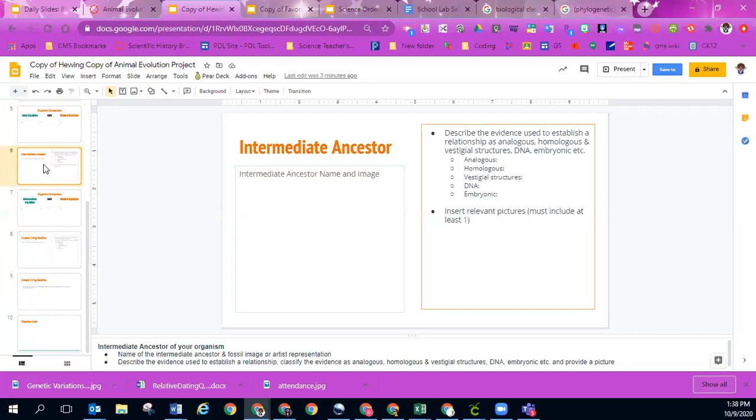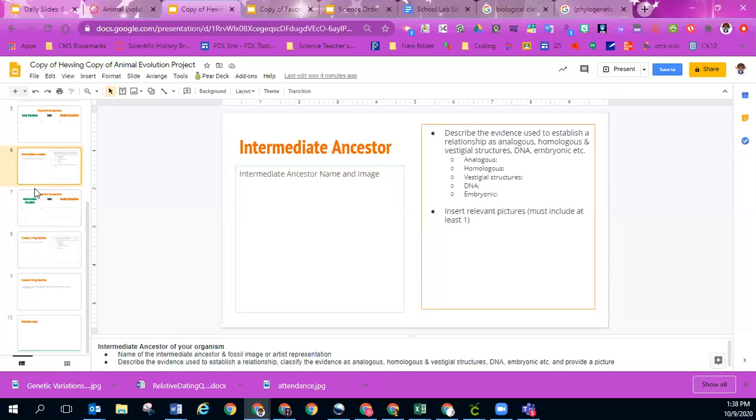Next, we're going to do the same thing for the intermediate ancestors. So if you remember when we were looking at how humans evolved, they had the beginning humanoid style of species, and it showed how it changed over time. You are just going to pick an intermediate ancestor that is related to your animal, and you're going to identify the same information about it. It may have changed from generation to generation within the different ancestors.